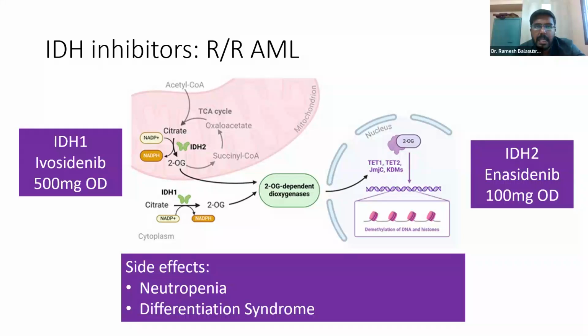So what is the mechanism? Basically IDH is an important enzyme in the Krebs cycle, the TCA cycle. So it causes the 2-oxoglutarate formation. Because of this mutation, it causes 2-hydroxyglutarate, which is an oncometabolite. So it basically inhibits the formation of the oncometabolite. The side effects observed are neutropenia, or it can cause differentiation syndrome.